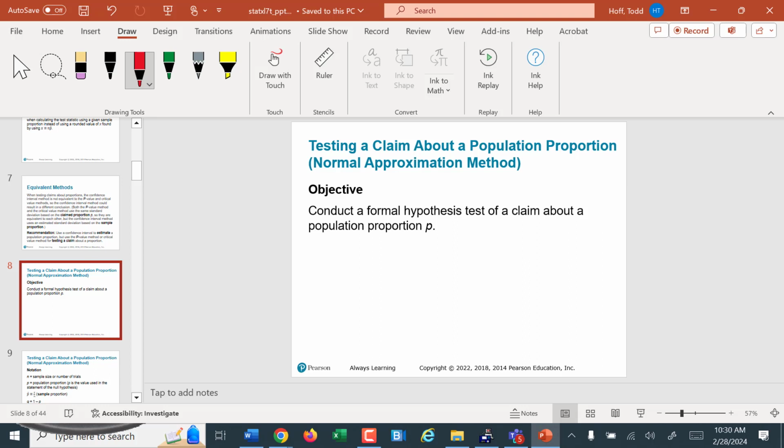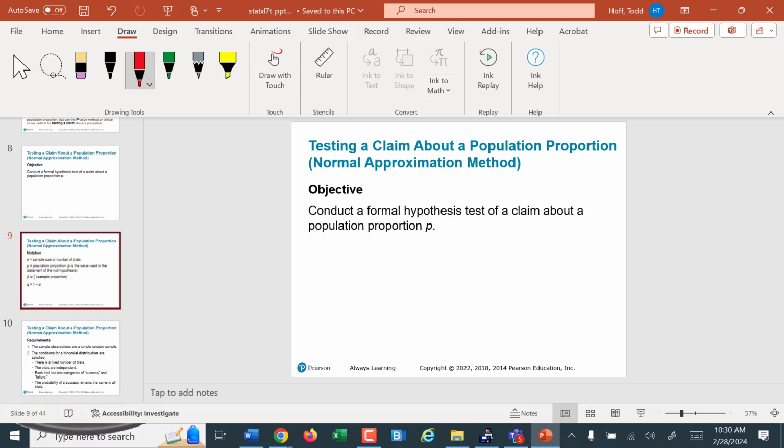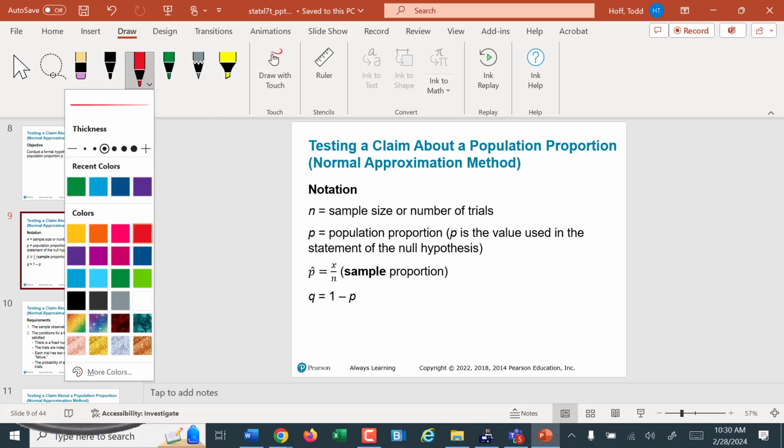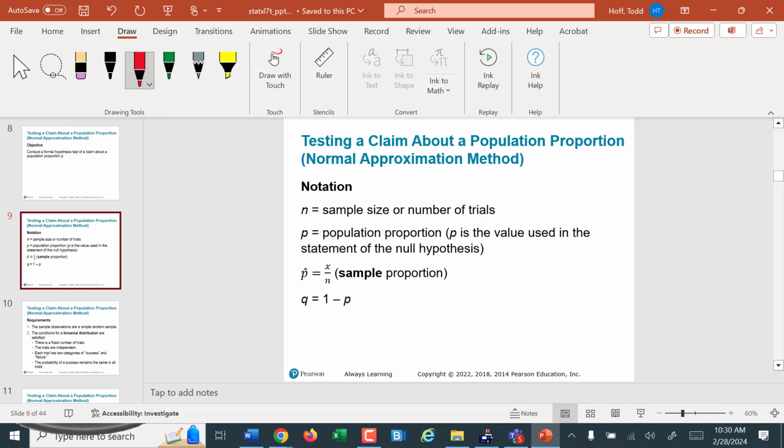So let's test a claim about a population proportion. Our objective here is to conduct a formal hypothesis test about that value p. Some variables we're going to be looking at: n equals the size of our sample, which is also our number of trials or the number of observations. Then p is the population proportion. So it's the portion of the population that is successful or meets whatever condition it is that we're looking for.